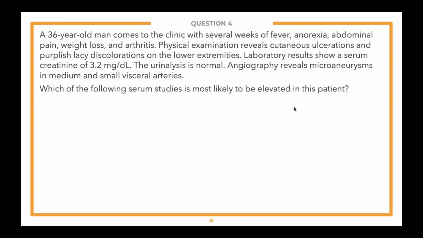A 36-year-old man comes to the clinic with several weeks of fever, anorexia, abdominal pain, weight loss, and arthritis. Physical examination reveals cutaneous ulcerations and purplish lacy discolorations on the lower extremities. Laboratory results show a serum creatinine of 3.2. The urinalysis is normal. Angiography reveals microaneurysms in medium and small visceral arteries. Which of the following serum studies is most likely to be elevated in this patient? Boris.